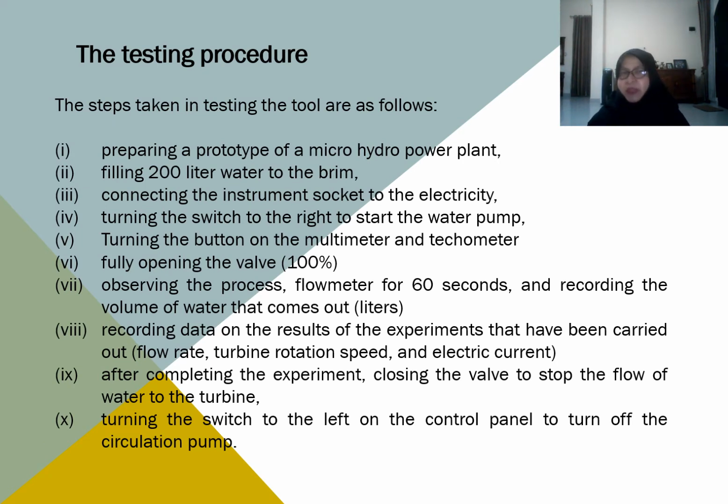And the testing procedure steps: the first, preparing a prototype of a microhydro power plant and then filling 200 liters of water and then connecting the instrument socket to the electricity. After that, turning the switch to start the water pump and then turning the button on the multimeter and tachometer to start the measurement process, fully opening the valve until 100%, observing the process, and don't forget to record data. After completing the experiment, closing the valve to stop the flow of water to the turbine and turning the switch to stop the process and finish.